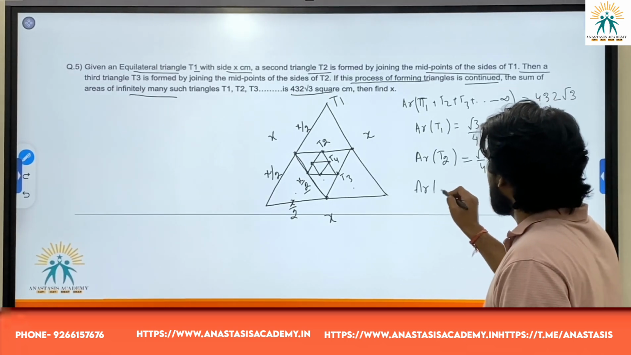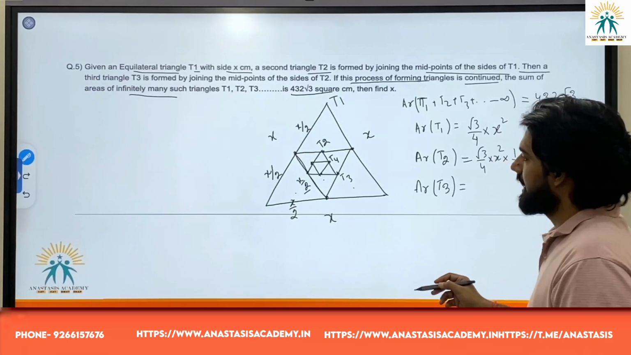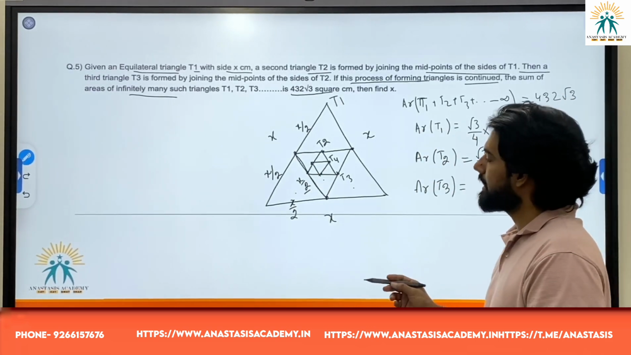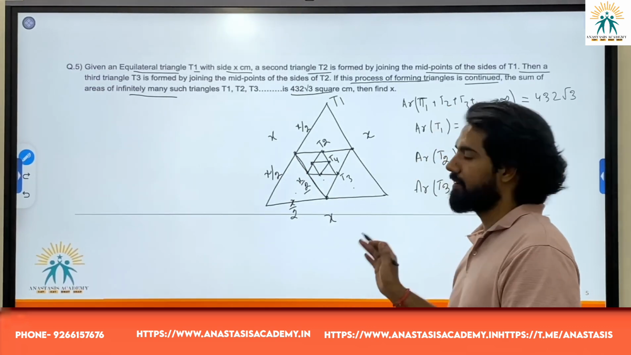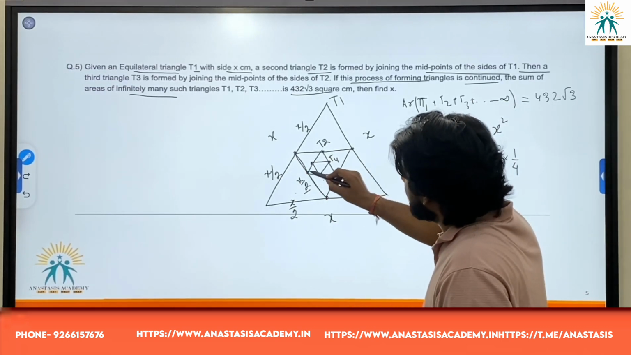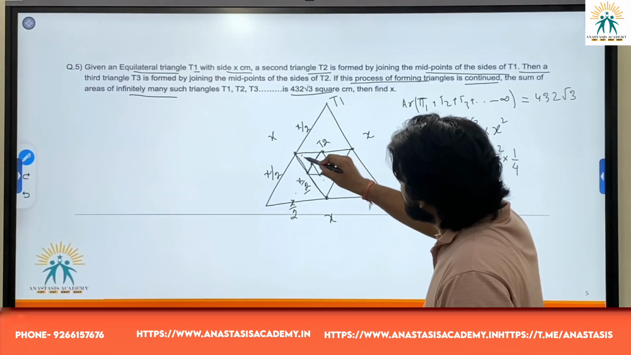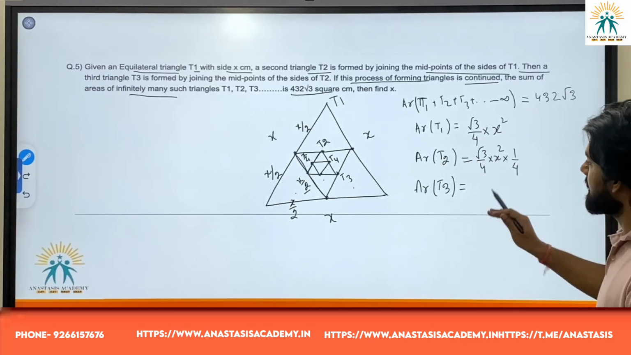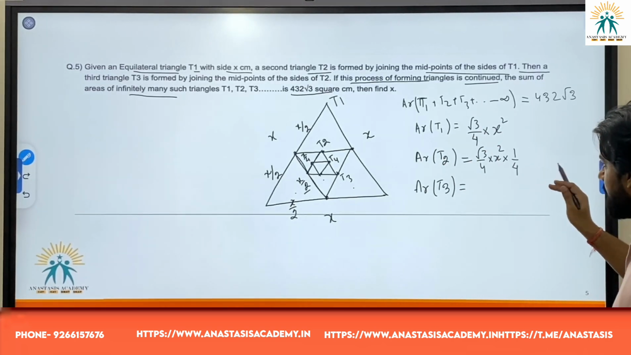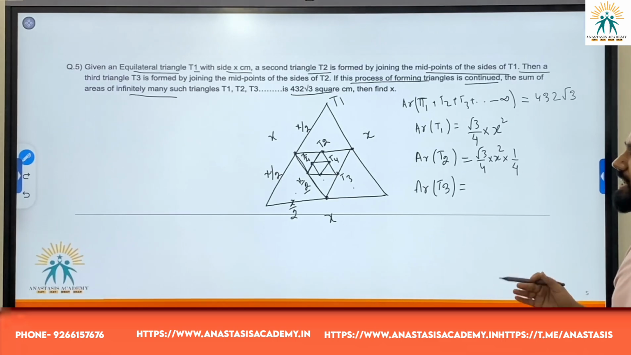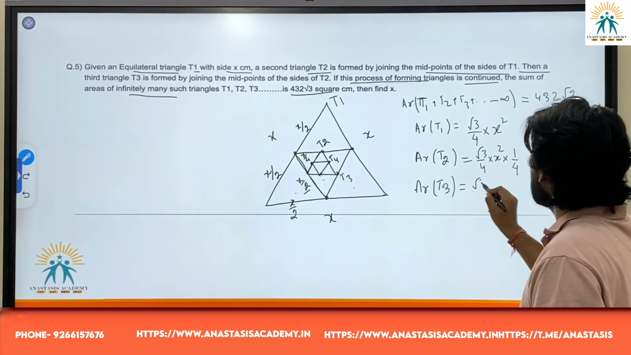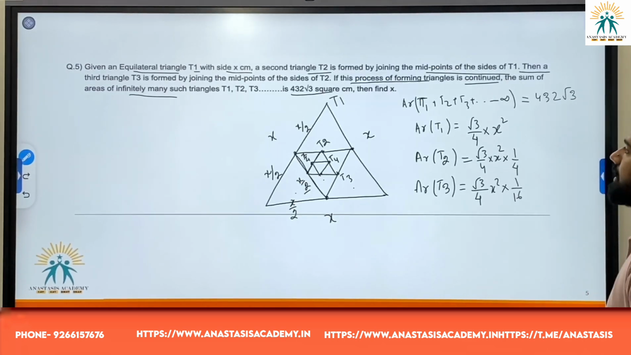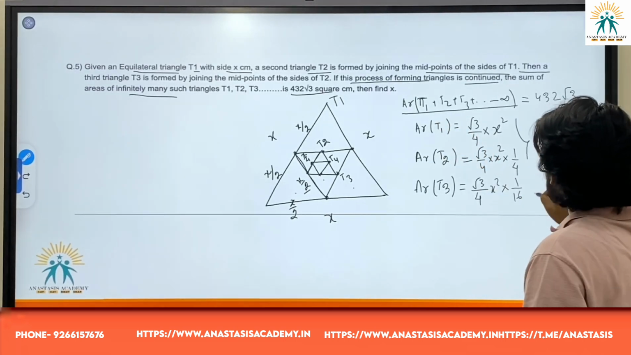Again, find the area of T3. We can observe the pattern here that the length of side is becoming half every time. So the length of side of triangle T3 would be x by 4. And I can see the pattern here that the area of each such equilateral triangle is becoming 1/4 of the earlier area. So T3 would become root 3 by 4 x square into 1 by 16. So let's just add these areas of infinite triangles.